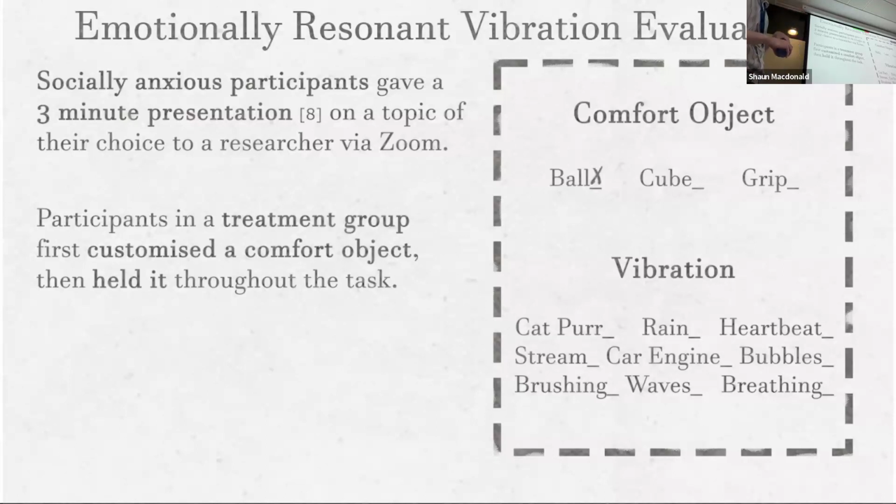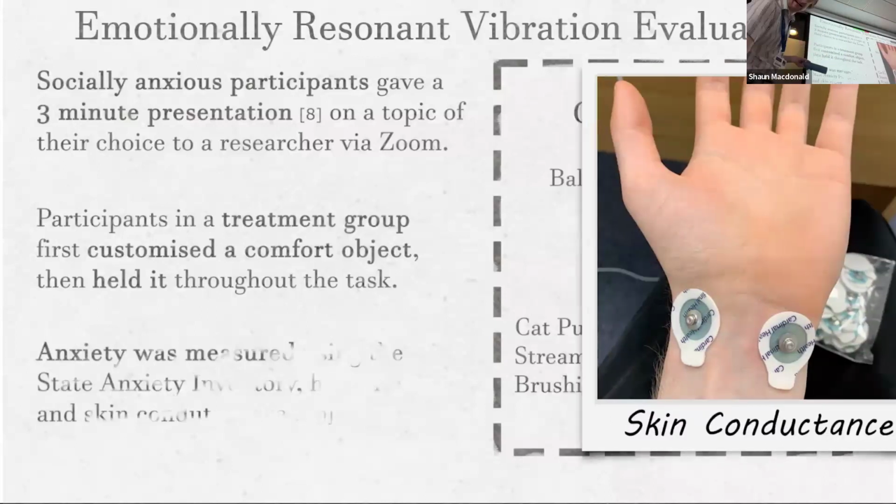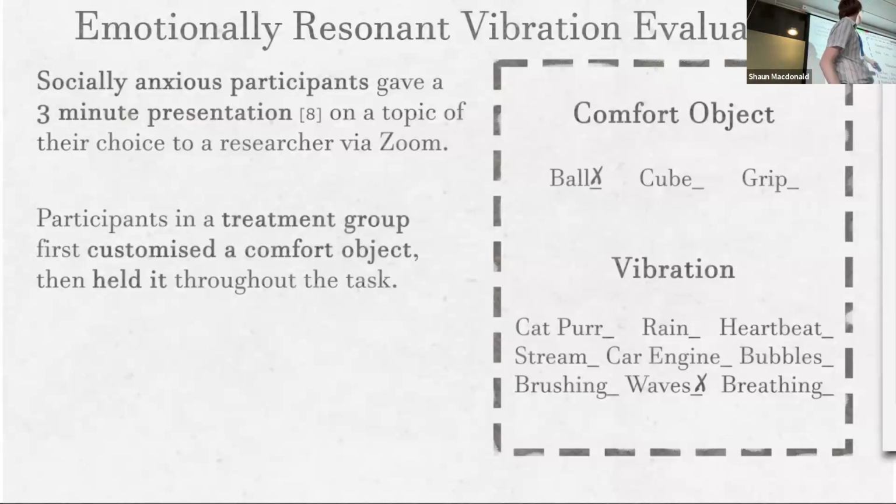So we had two groups. The treatment group were people who customized their comfort object. Well, actually, scroll back very slightly. They would choose one of the 3 form factors, and they would choose one of the vibrations that we ended up with that were best performing. They'd talk a bit about that. They would try all the different options, and then they would hold that during the task.